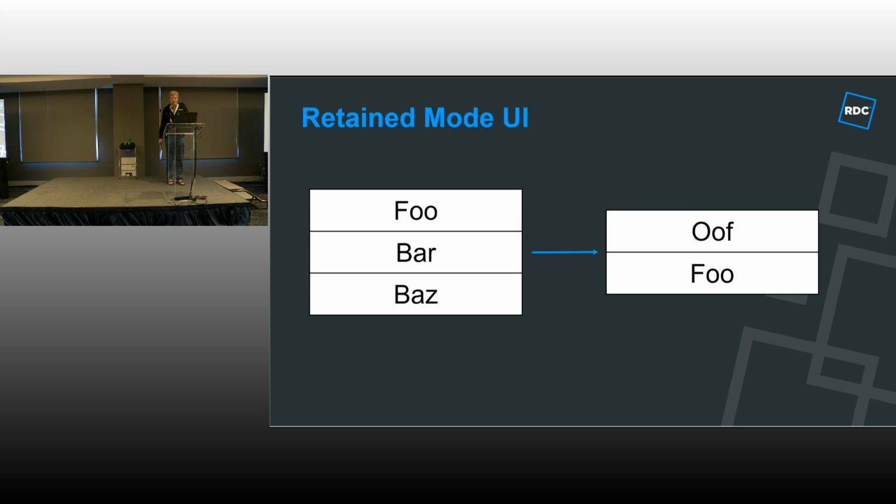Let's go back to that list example, though. What is the retained mode way to modify our list, our previous foo, bar, baz list, and change it to our oof and foo list? It's complicated. This is an endless rabbit hole of algorithmic complexity and difficulty that you can't really fit on a slide very succinctly. Again, we could rename elements. We could reuse them. We could just throw everything away and recreate it every frame. We tried that. It's very slow.